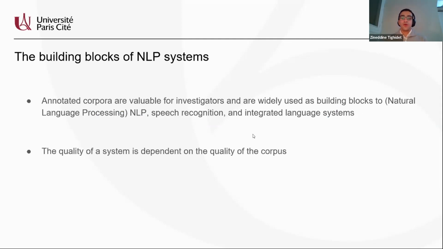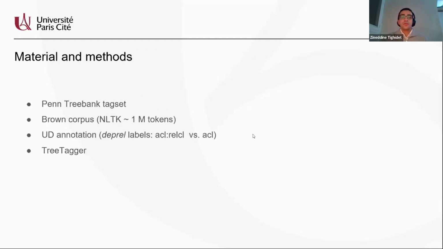Corpora are valuable to investigators, and they are widely used in NLP, speech recognition and integrated language systems. The quality of an NLP system is significantly dependent on the quality of the corpus. The Penn Treebank is probably the most used tag set, so we have used its annotations. We have also used the Brown corpus from the NLTK library with its 1 million tokens.